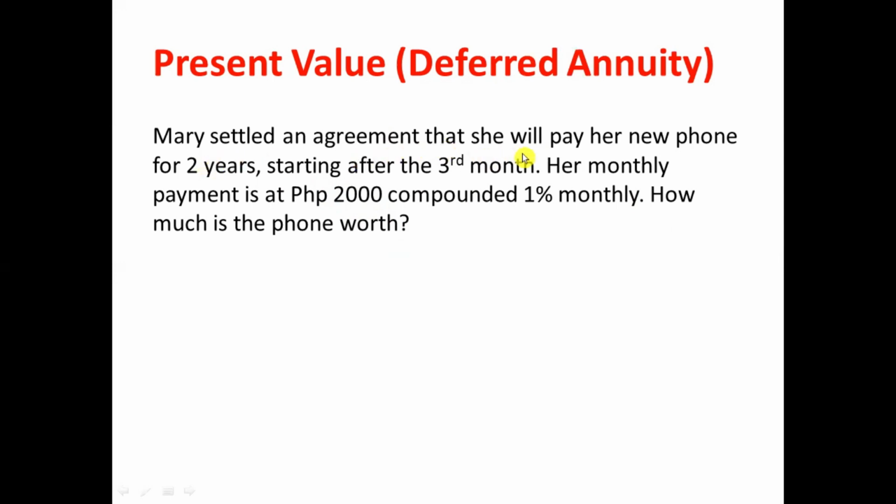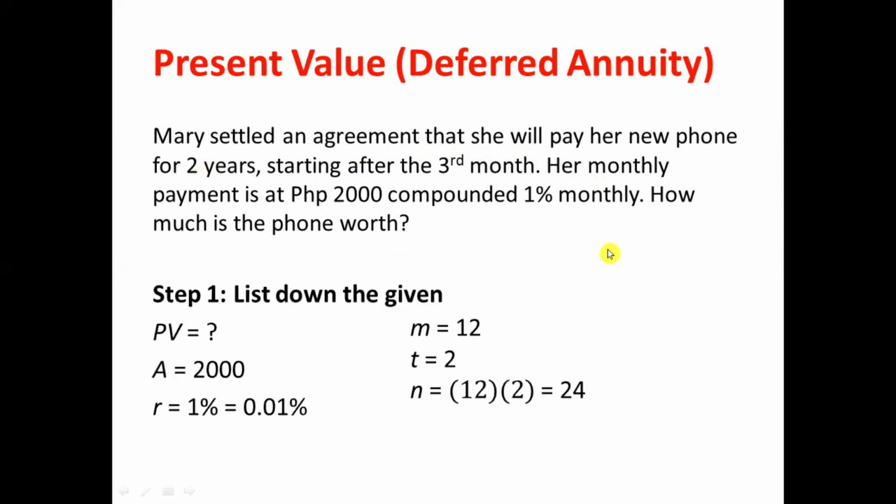So, our first step is to list down the givens and find the n. So, PV, we're looking for that. The regular payment is 2,000 pesos. The interest rate is 1% or 0.01. Remove the percent sign in decimal. So m is equal to 12 because basically it's compounded monthly. So this is the number of how many times the interest is applied. And then t is 2 years. To find n, you multiply 12 times 2, which is 24.